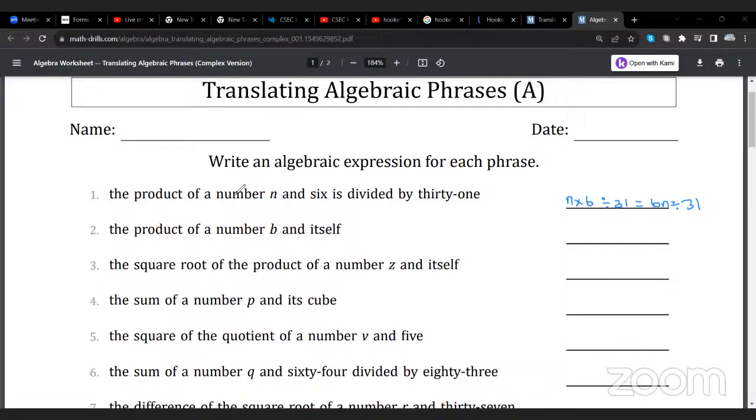All right. Okay. So we're here looking at the beginning of algebra, translating algebraic phrases into algebraic expressions. So we just completed one set, the easy set. So we're on a more complex sheet now.